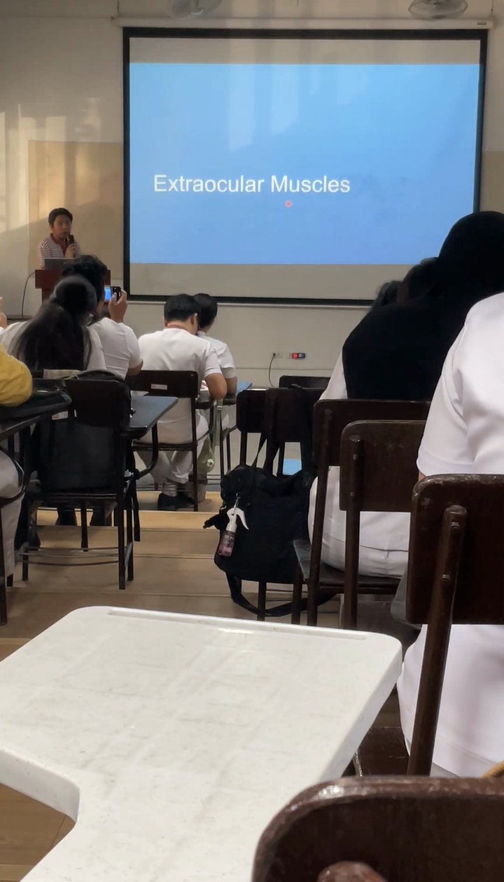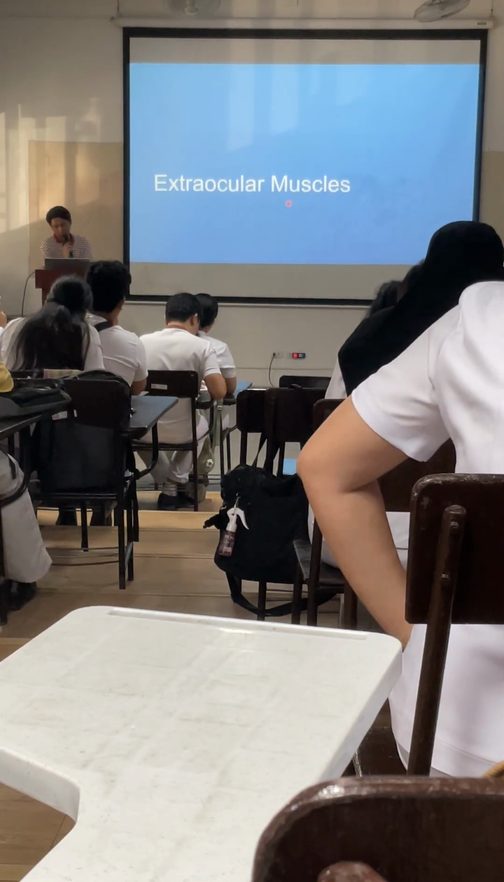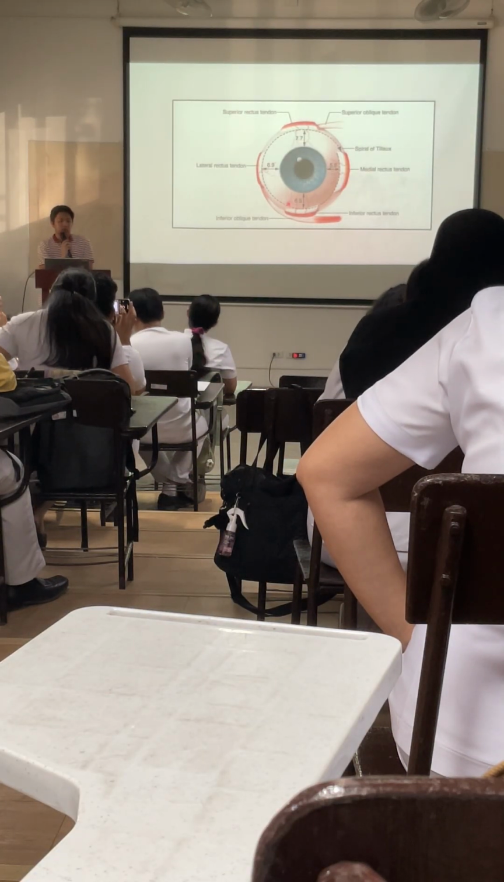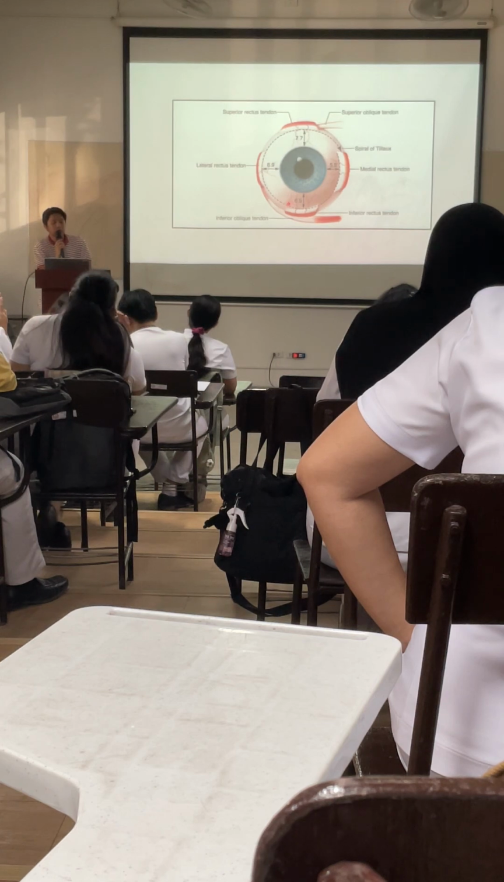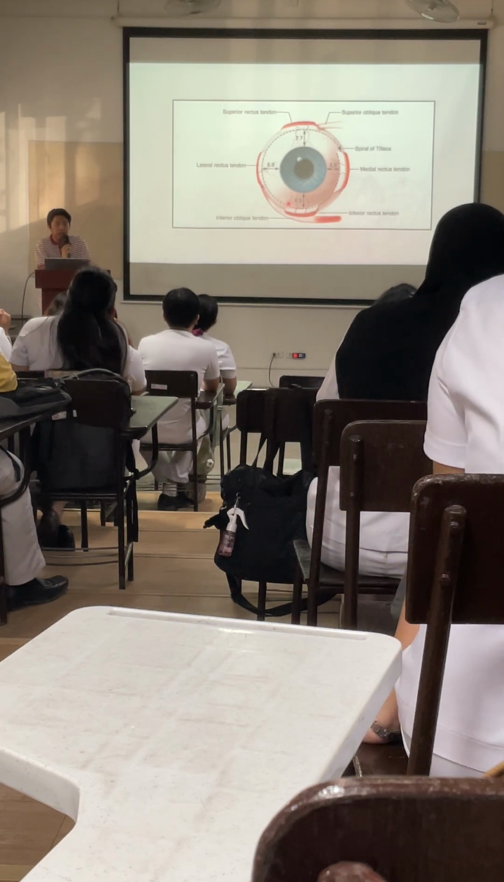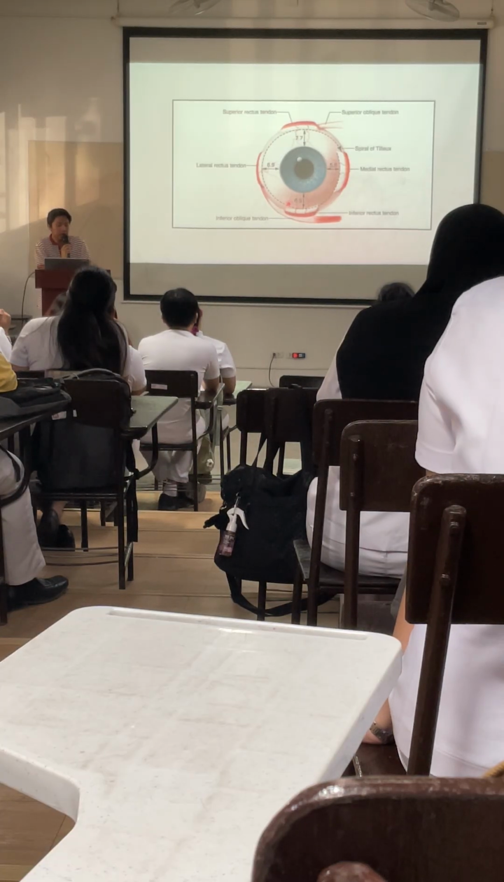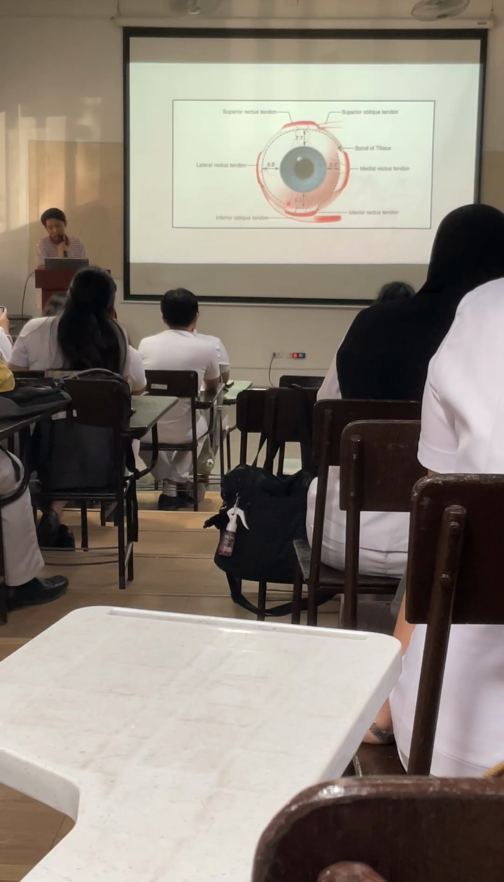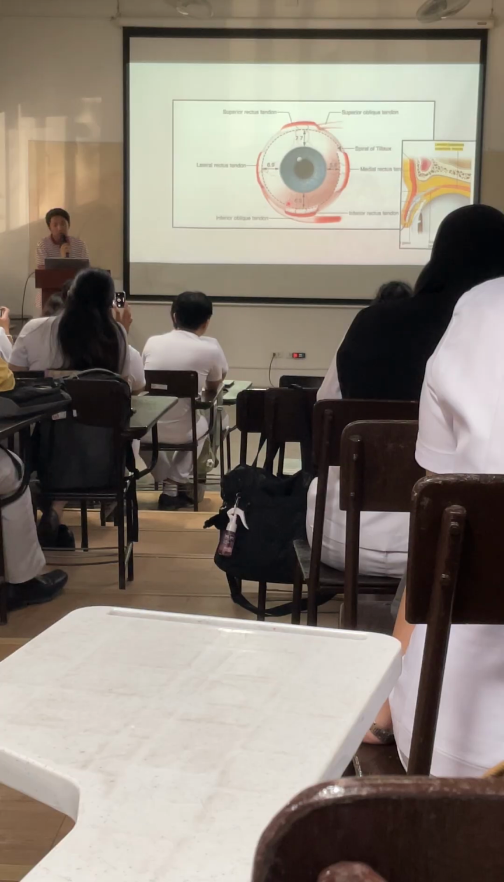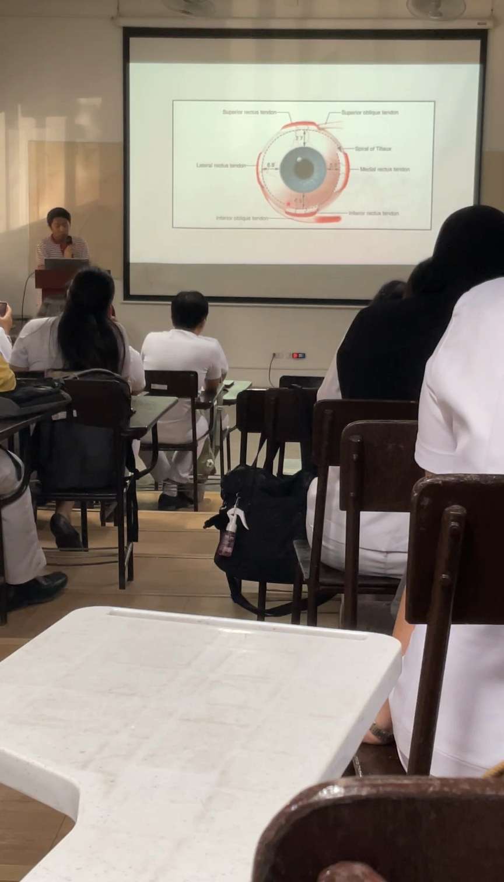Okay, next are your muscles, also known as your extraocular muscles. You have four main rectus muscles: superior, inferior, lateral, and medial rectus. And then you have inferior and superior obliques. So 6 main muscles on the eye, but your levator palpebrae is also part of your extraocular muscles. So basically 7 extraocular muscles.